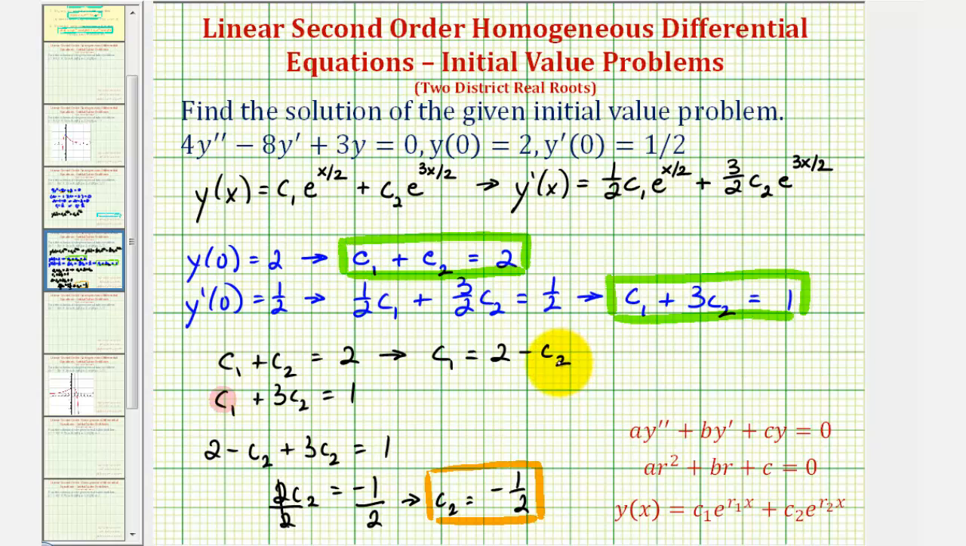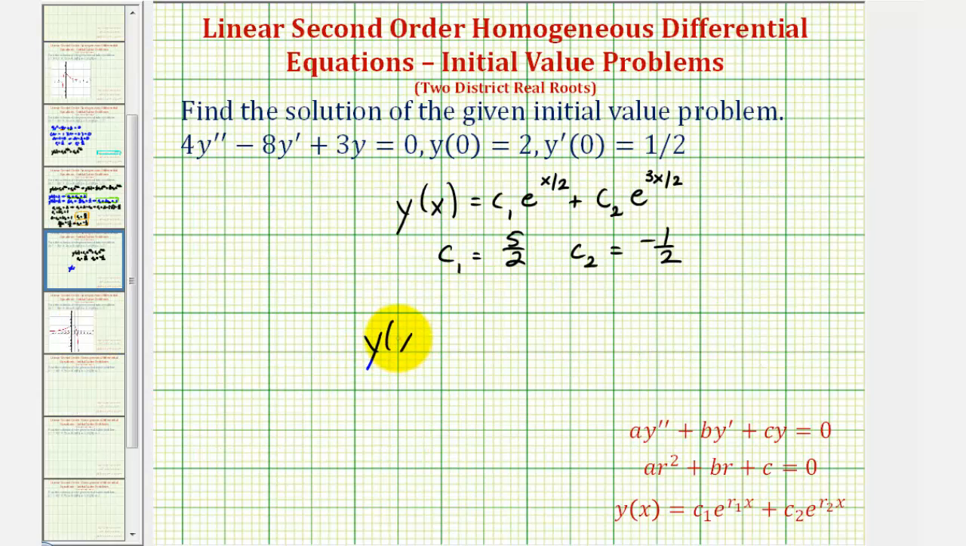Well, now if c sub 2 is equal to negative 1/2, we can use this equation here. C sub 1 equals 2 minus c sub 2, which would be 2 minus negative 1/2, which is the same as plus 1/2. So c sub 1 equals 5/2. So if c sub 1 equals 5/2 and c sub 2 equals negative 1/2, we now have the information to solve the initial value problem. We'll substitute c sub 1 here and c sub 2 here for our solution.